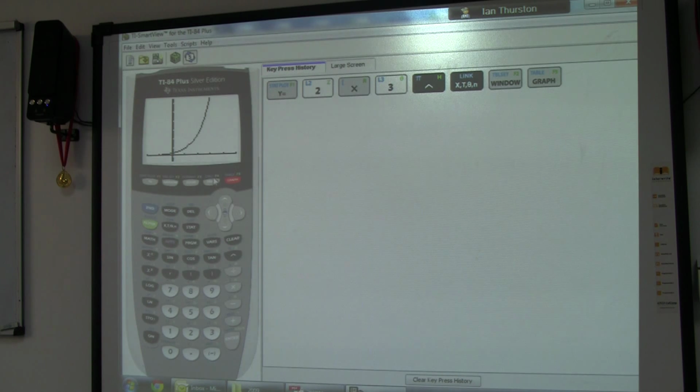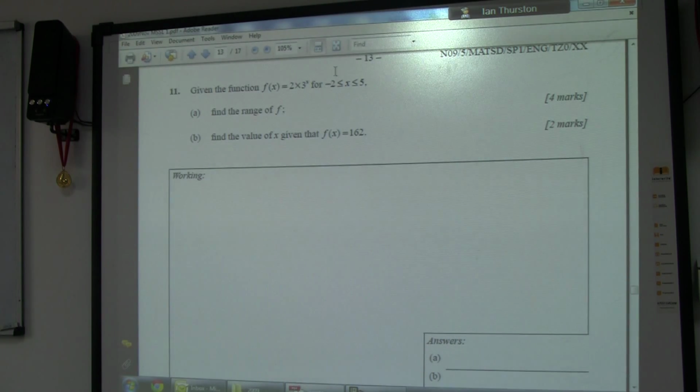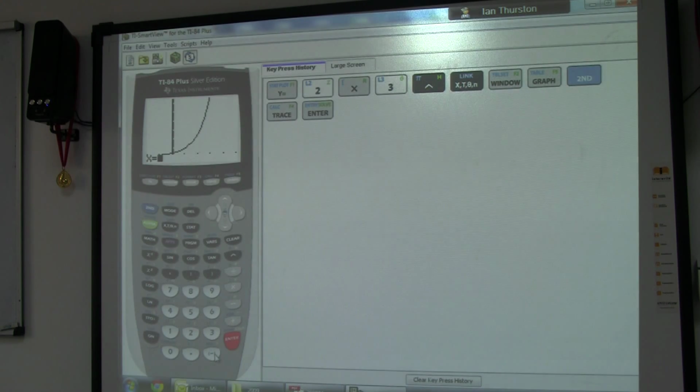Now, just above your trace button in blue, it says calc. To get that, go to second and then hit the trace button, and you come out with all these calculation options. The first one we're going to do is value, because we want a specific value. When x is -2, what is y going to be? So I'm going to choose number 1, hit enter, and it asks me what is x. Well, the question said x is -2 through to x is 5. So I'm going to choose x is -2. Remember, you must use the minus button there, not the take away.